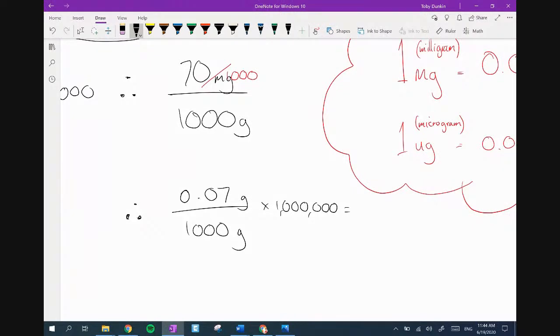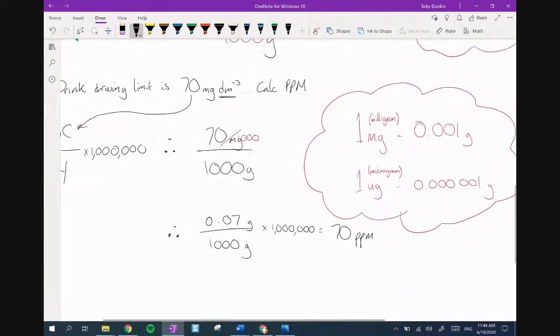Divided by 1,000 times by a million. Count my zeros very carefully. And the answer is amazingly 70 parts per million. It's actually the same as the milligrams per liter.